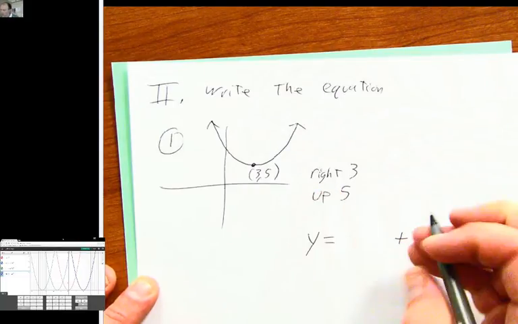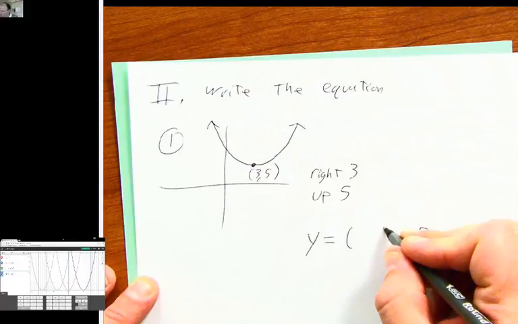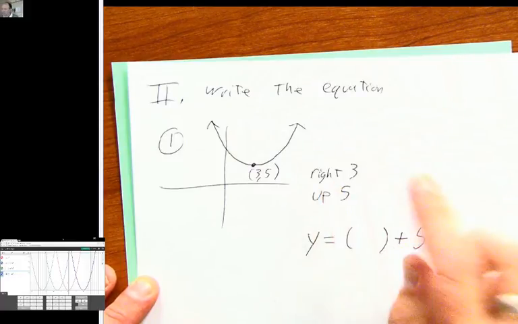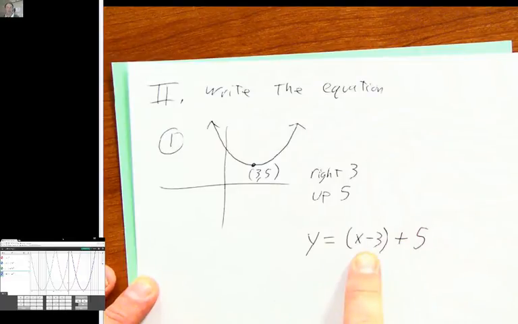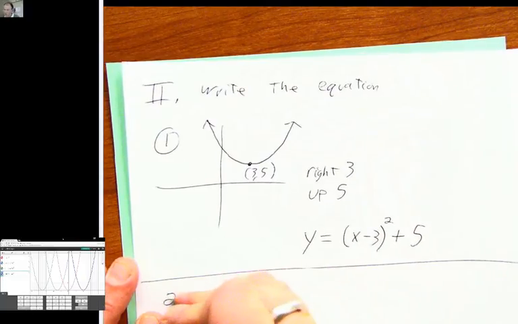Left or right is inside the function. And because it's right 3, that means it would be x minus 3. Meaning, if you plug 3 into this equation, out pops 0. And then the inside of the function squared, so it's x minus 3 quantity squared plus 5. Let me do one more example.